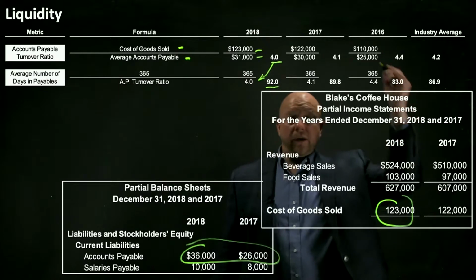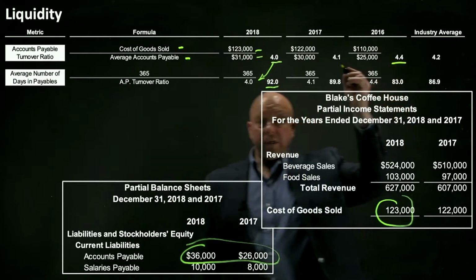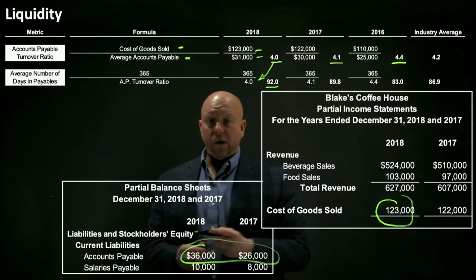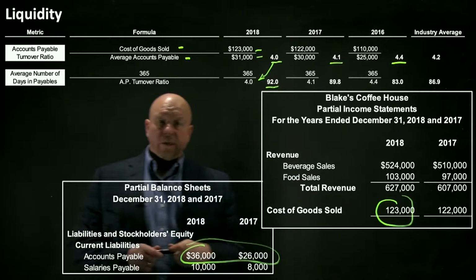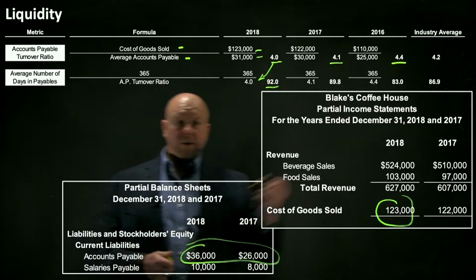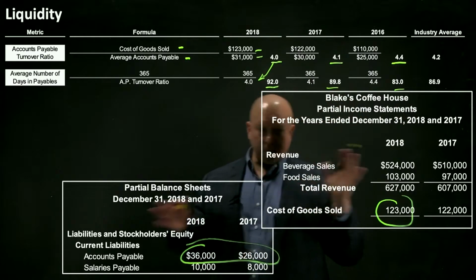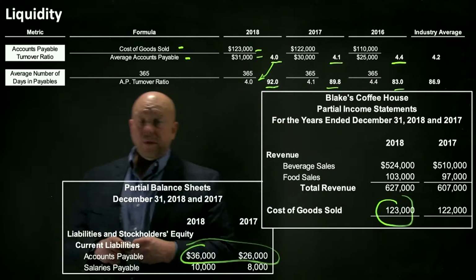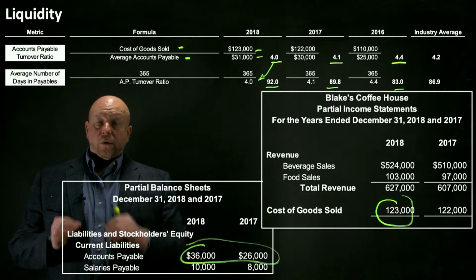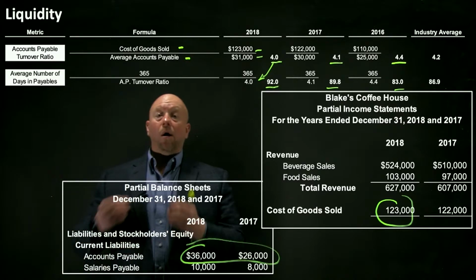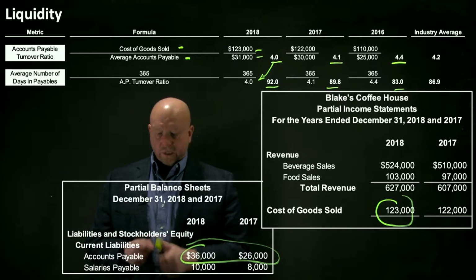So you want to look at the trend. And in this case, the company is trending in the right direction as long as they're maintaining healthy relationships with their suppliers. The number of days is going up a little bit. That means we're stretching out our payables. These are just things to consider. So those are certainly not all of the liquidity metrics you could take a look at.